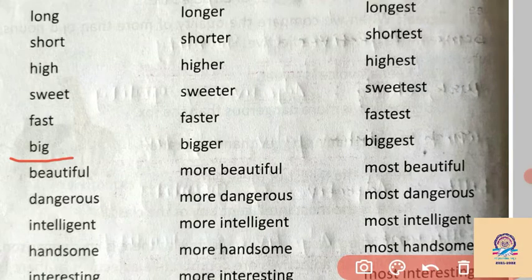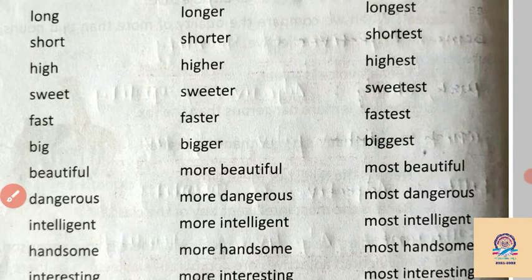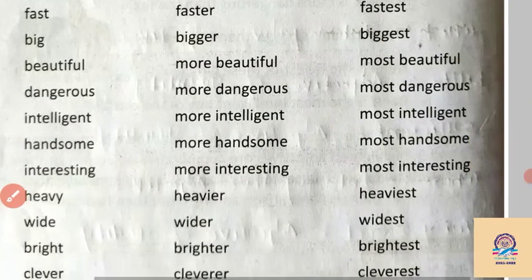Once again, big. Here the last letter is a consonant and before the consonant i, a vowel, is given, so we have to double g. The last consonant is doubled, so big changes into bigg, then we add er for the comparative, bigger. Then in the superlative we double g again and add est, biggest. Then beautiful is given here.